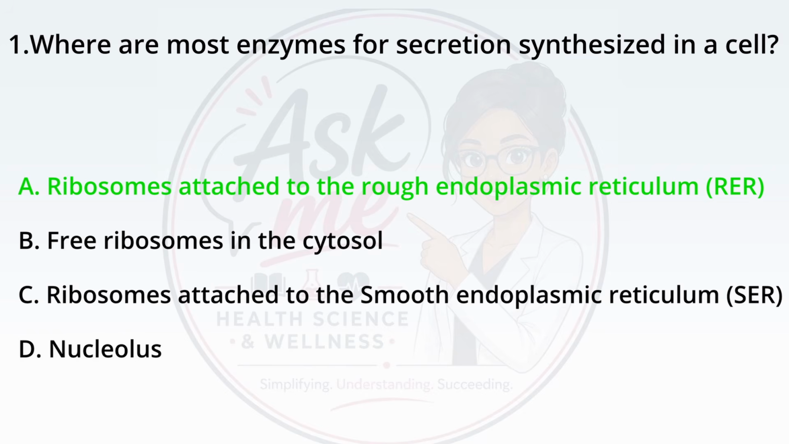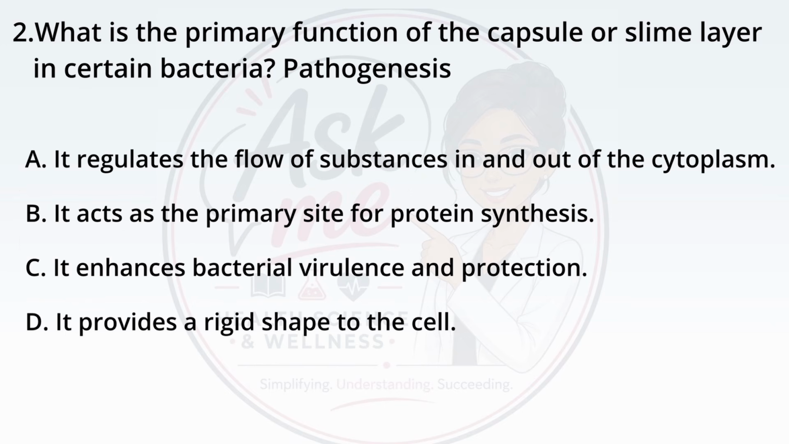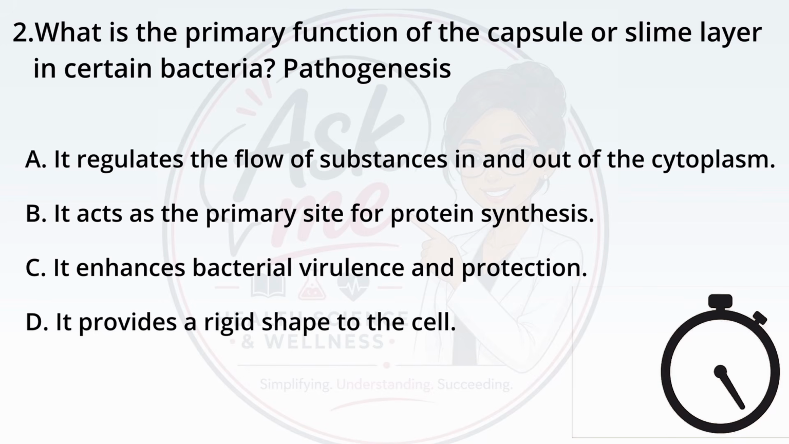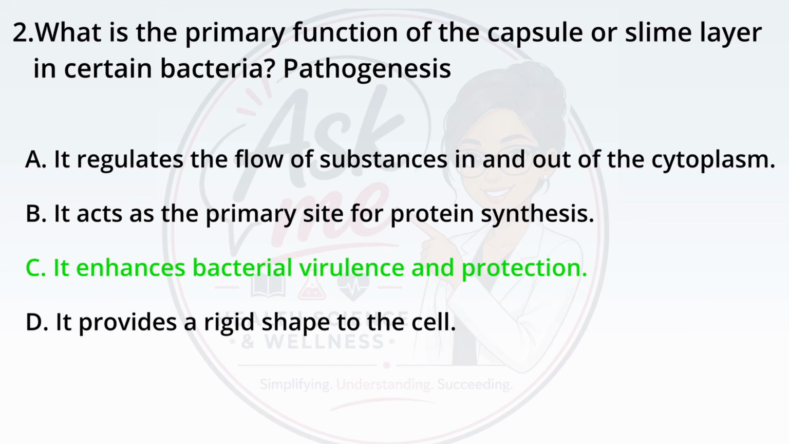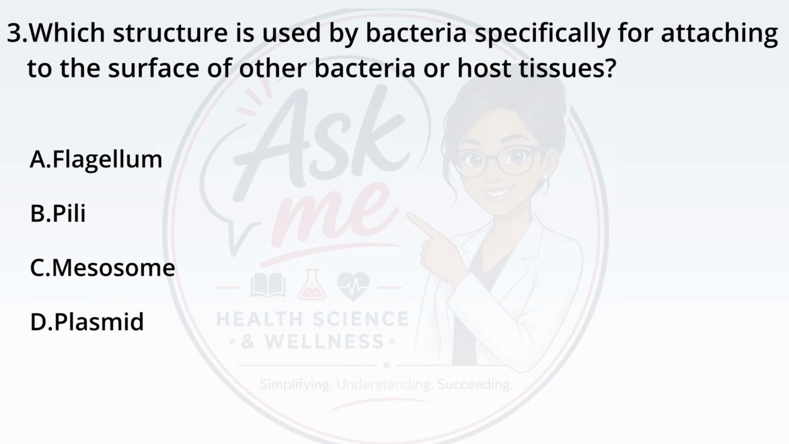A. Question 2. What is the primary function of the capsule or slime layer in certain bacteria? Now you need to remember the pathogenesis process to answer this question. C. Question 3. Which structure is used by bacteria specifically for attaching to the surface of other bacteria or host tissue?